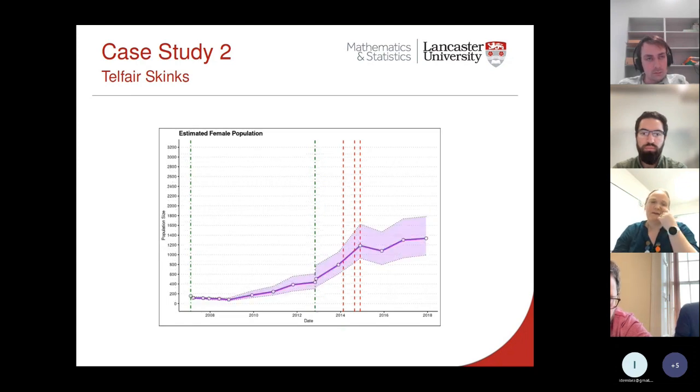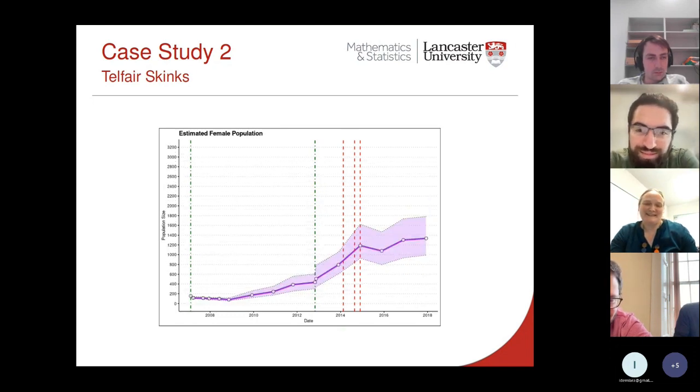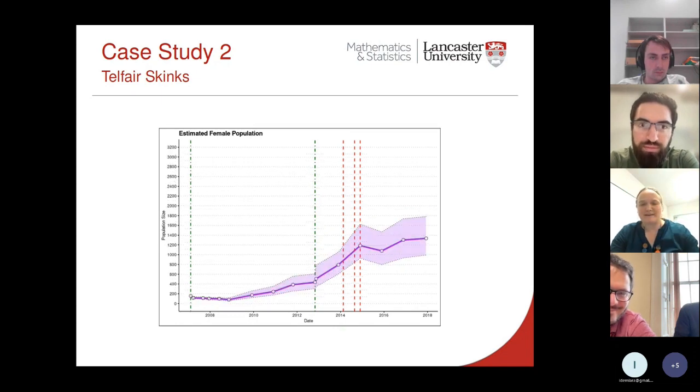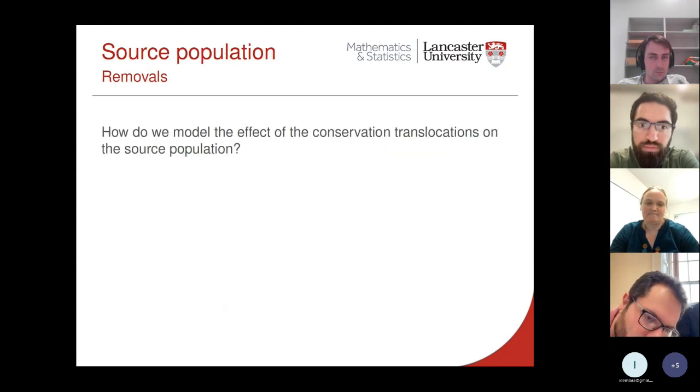And then the picture for female Telfair's looks very similar. If I was criticising my undergraduate students for their graph plotting, I'd say we should perhaps put these on the same scale. The female population is noticeably smaller than the male population. Okay, so that covers the aspect of how we model the translocated individuals.